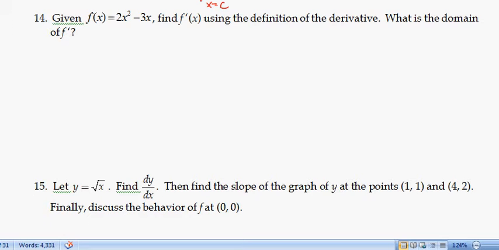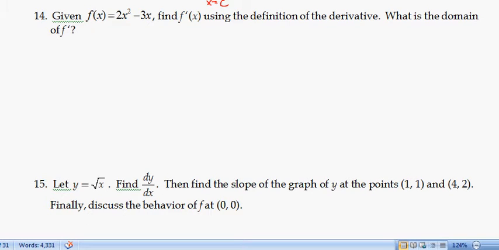Okay, we're asked to find f prime again, so that's the derivative using the definition, of course. And so here's our function, and then after we do this, we're asked for the domain of f prime. Okay, so let's go ahead and do this. So f prime of x is equal to this definition.